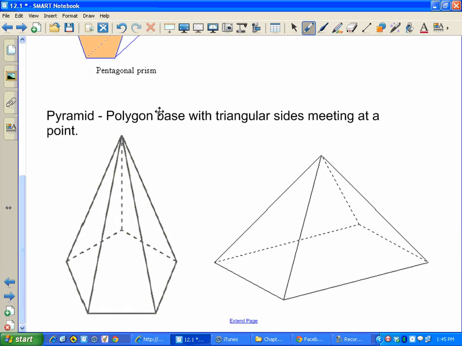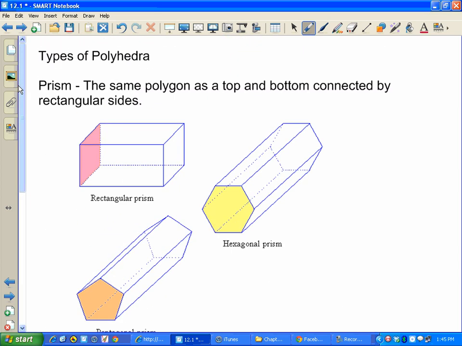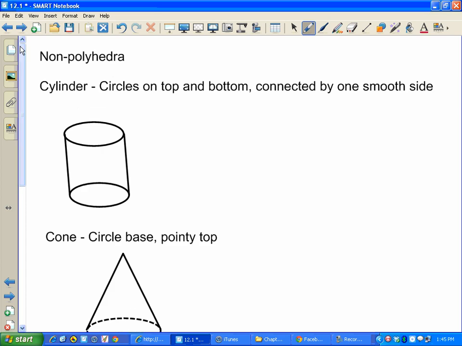Pyramids have a polygon base and triangular sides that all meet at a point. So here's a pentagonal pyramid, because I've got a pentagon on the bottom, and I've got triangular sides that all meet at the point. Here's a rectangular pyramid. Okay, so it's important that you guys can identify prisms and pyramids.